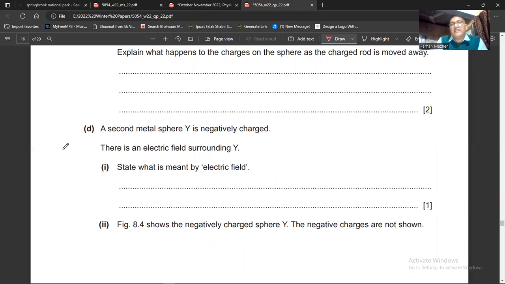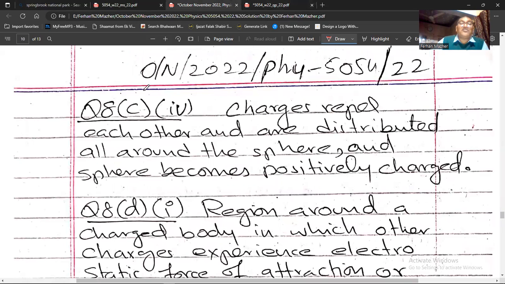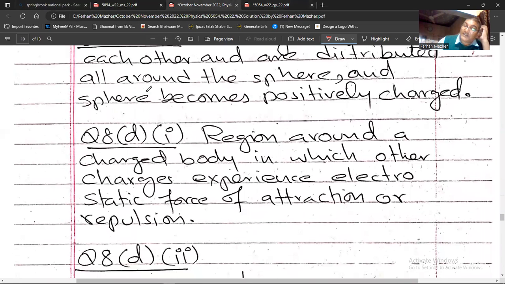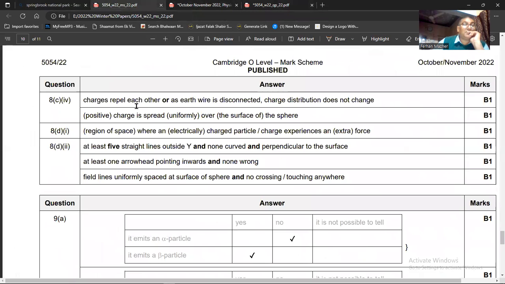Electric field is basically a region around a charge in which another charge will experience an electrostatic force of attraction or electrostatic force of repulsion. So that region around that charge is known as the electric field. Region around a charged body in which other charges experience electrostatic force of attraction or force of repulsion.